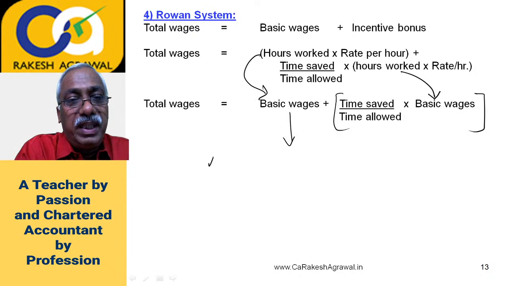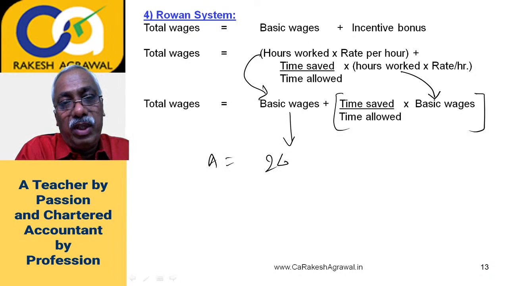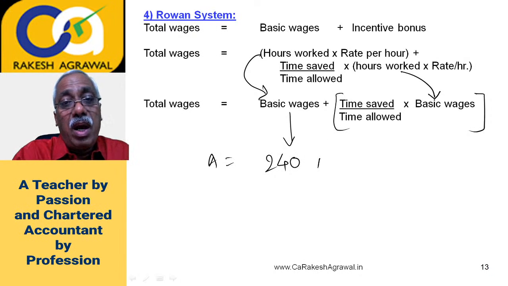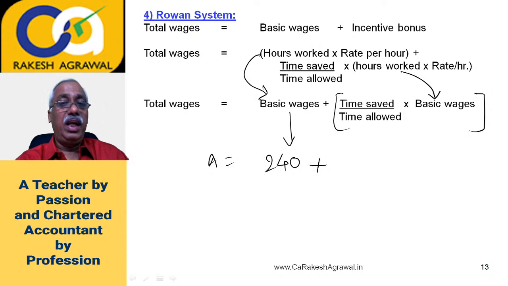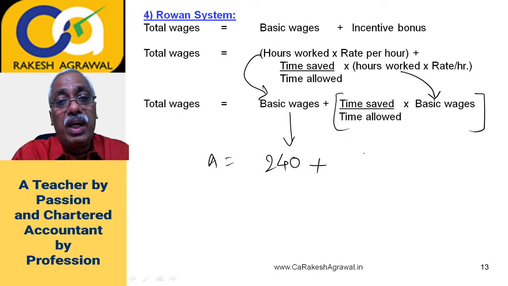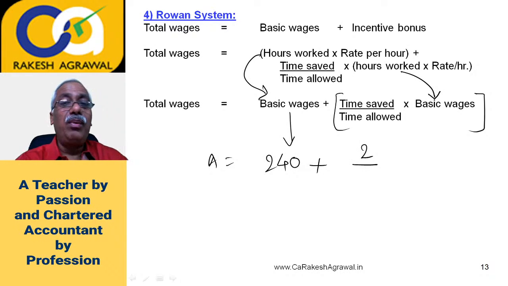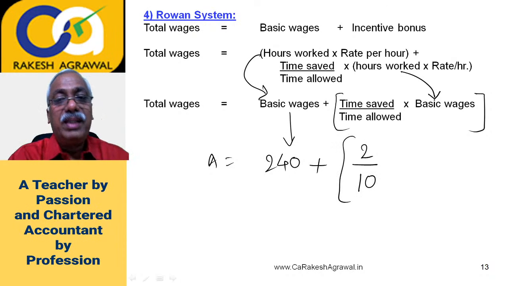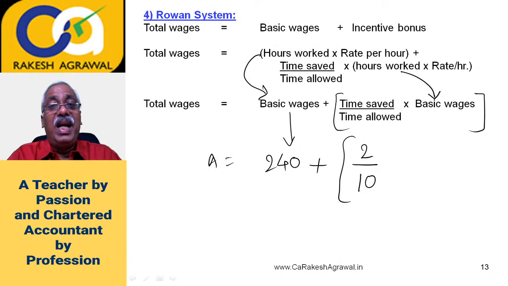Worker A's basic wages was, if you remember, 240 rupees. That is 8 hours worked into rupees 30 per hour. Now how we will get bonus of worker A? If you remember, worker A had saved 2 hours. So time saved is 2 hours. And time allowed, that is standard time allowed to worker A, was 10, if you remember. He was allowed 10 hours, but he had actually taken 8 hours. Therefore, he had saved 2 hours.